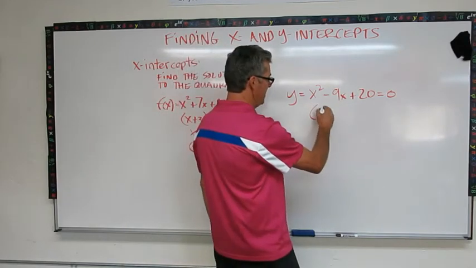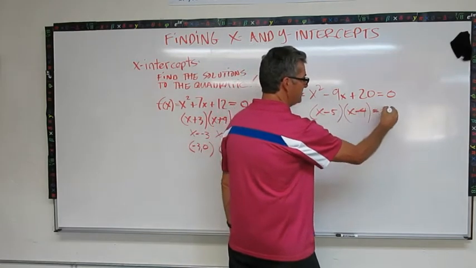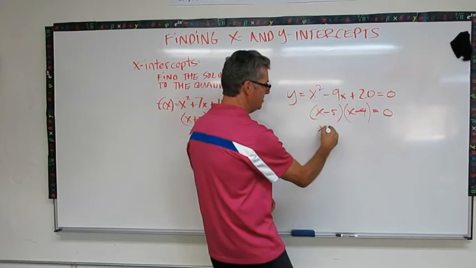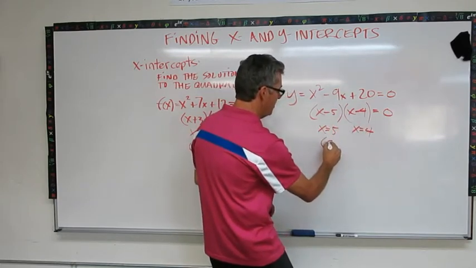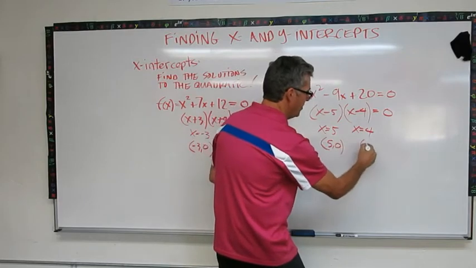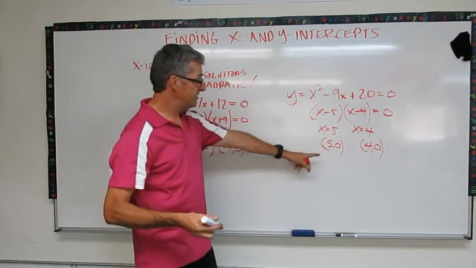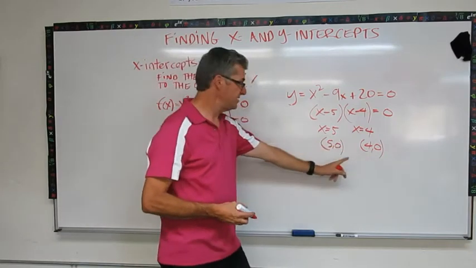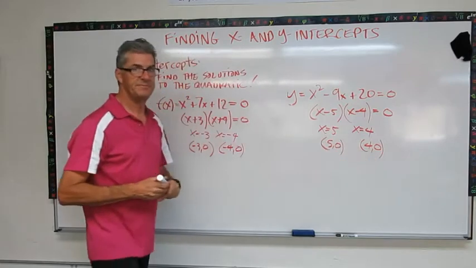So this becomes x minus 5 times x minus 4 equals 0. This becomes x equals 5. This is x equals 4. So this is the point (5, 0), and this is the point (4, 0). So this quadratic, just like the others, has two intercepts. This time they're on the positive side at (5, 0) and (4, 0).